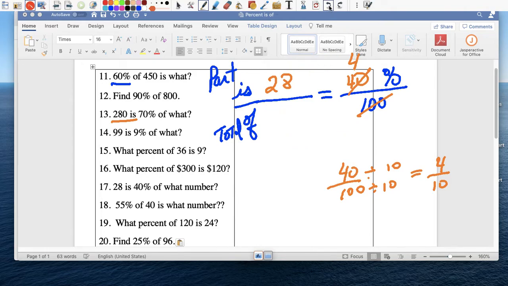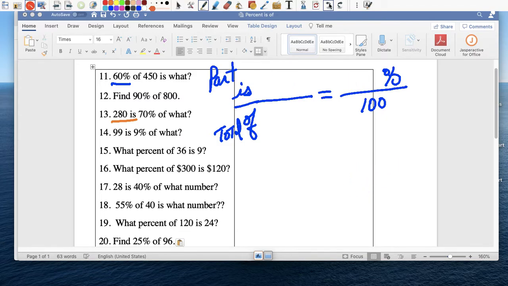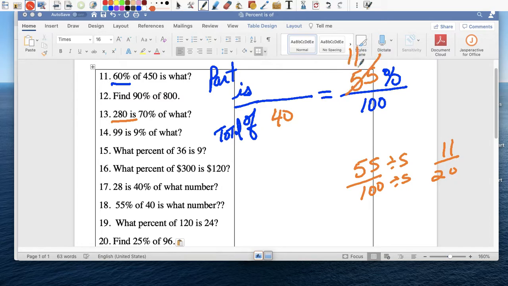18. 55% of 40 is what number? So 55% of 40 is cuánto? Right? So can we simplify this? Divide by 5? Yeah, let's divide by 5. So 55 over 100, we gotta simplify here, guys. 55 divided by 5 is 11. 100 divided by 5 is 20. So we're gonna change this to 11 and this to 20. How does 20 become 40? Oh, times 2. And aquí arriba, times 2. 2 times 11, 22.